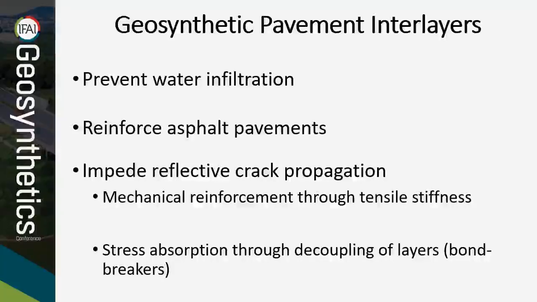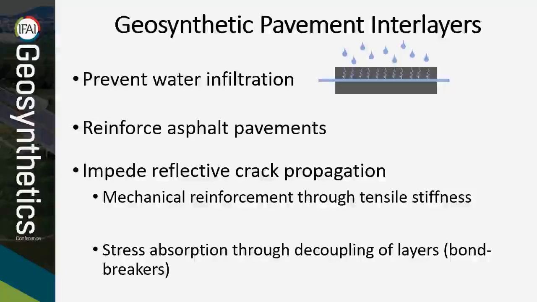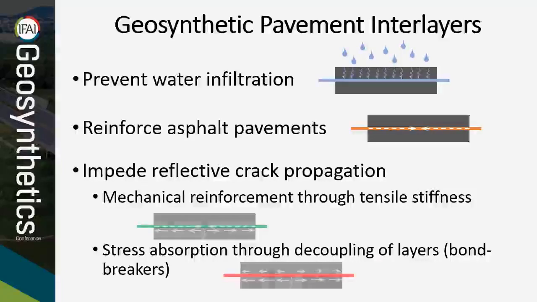Geosynthetic pavement interlayers are polymer materials used to improve asphalt pavement overlays. There are a variety of products for this application, each of which attempts to improve the pavement overlay through one or more mechanisms: prevention of water infiltration, pavement reinforcement, or crack mitigation.